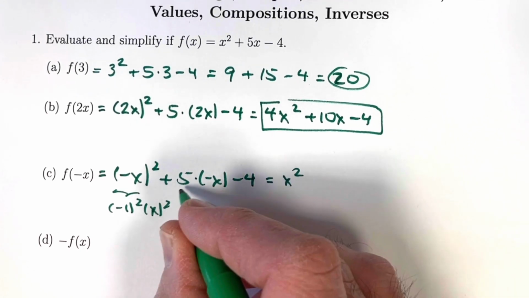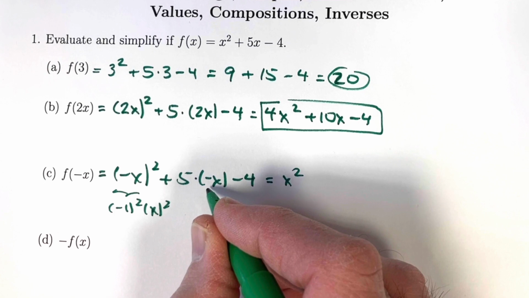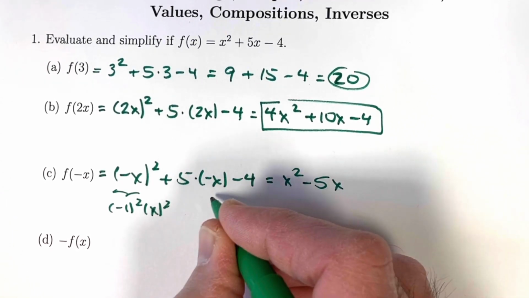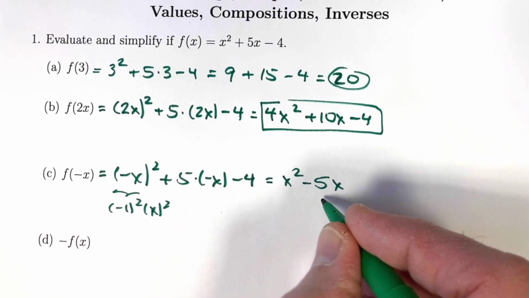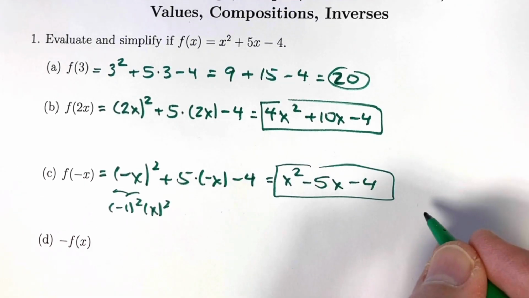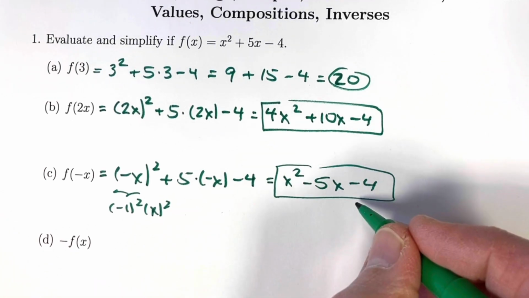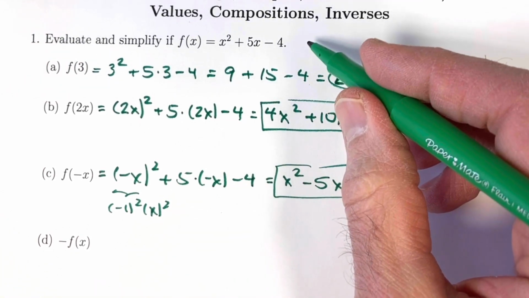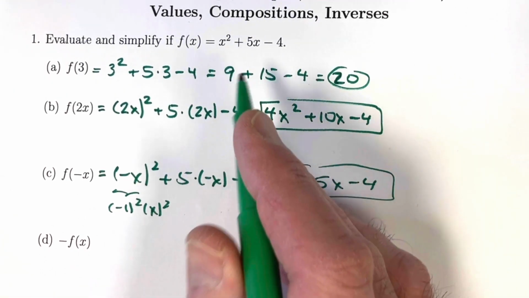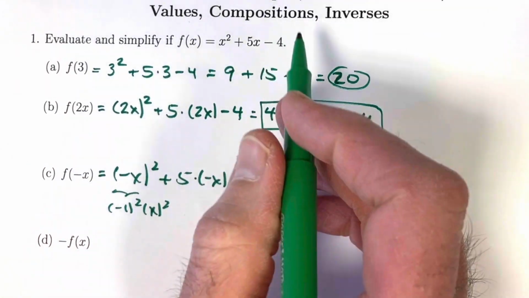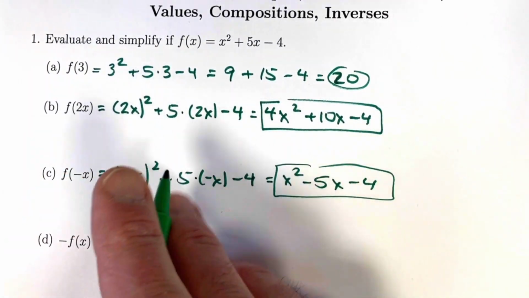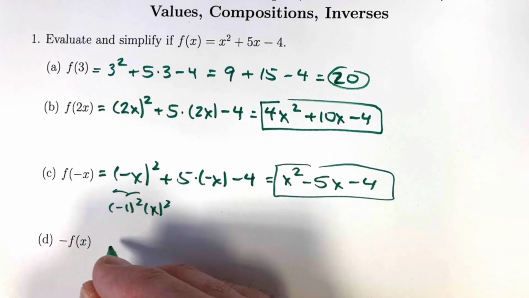Negative 1 squared is positive 1, so it simplifies to just a plain x squared. But this, you're taking plus 5 times negative x. That's the same as minus 5x. So I do not get plus 5x there. I get minus 5x when you simplify, minus 4. Interesting thing to note is this expression, this quadratic, is different than the original function. We have gotten a new function here. This is not the same as the original function, and that ends up meaning this function is not an even function because f of negative x does not equal f of x. We'll talk more about that later.